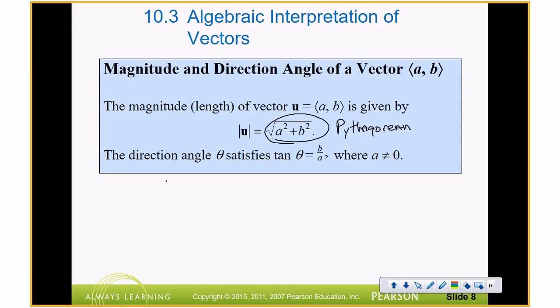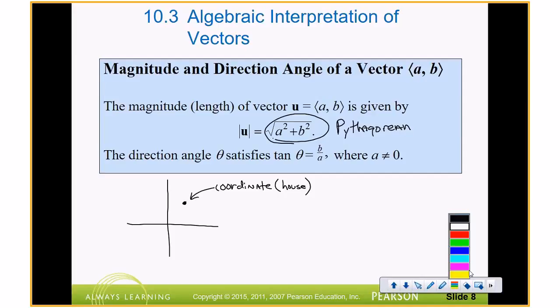Okay? If I give you a point right here, and I'm going to show you this in the next section, that point is a what? Coordinate. I like to tell students it's like a house. Okay? In order to get to a house, you've got to have what? A driveway. The vector is the driveway.